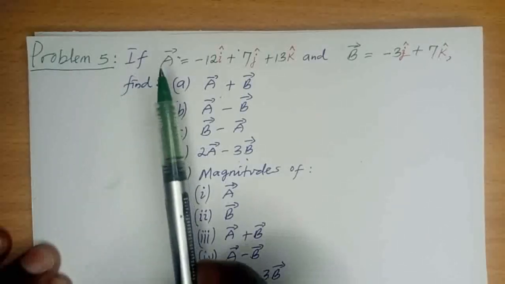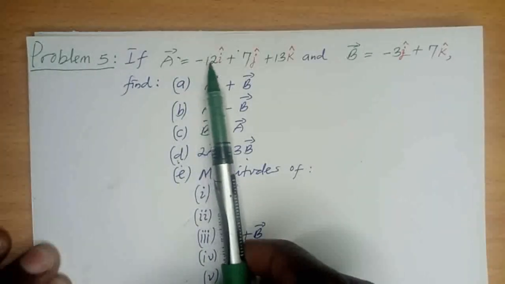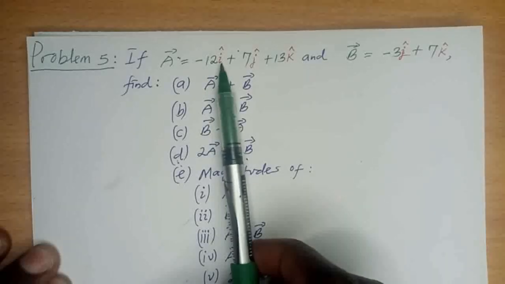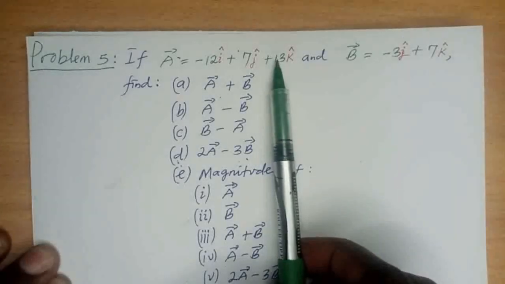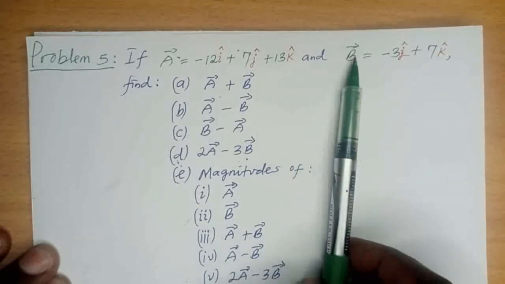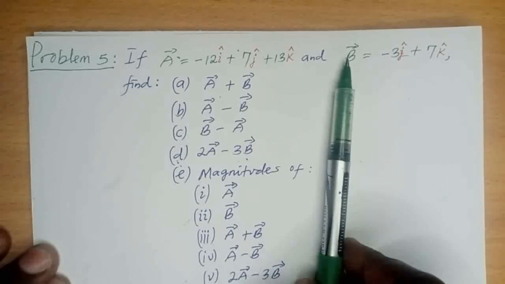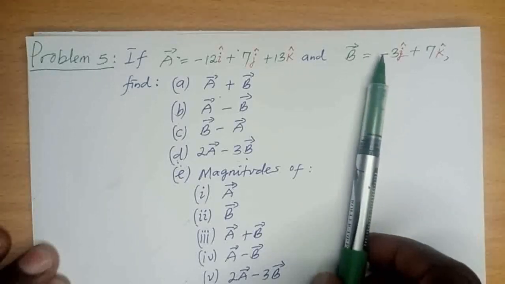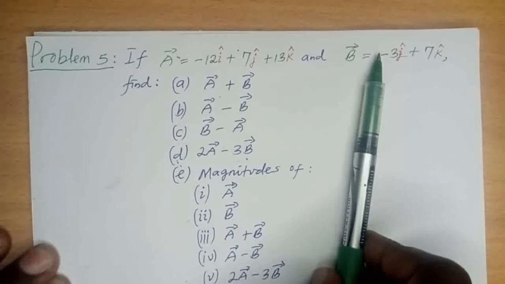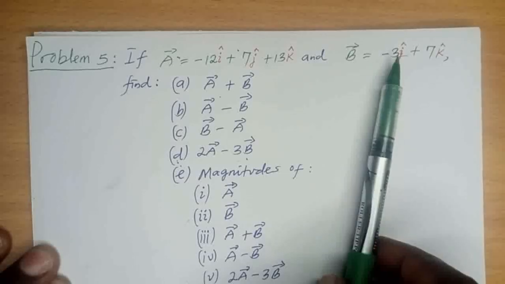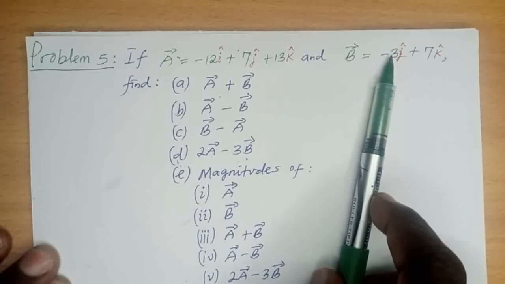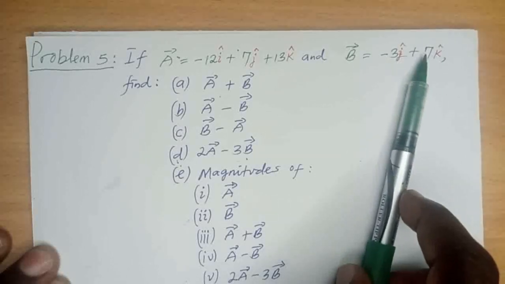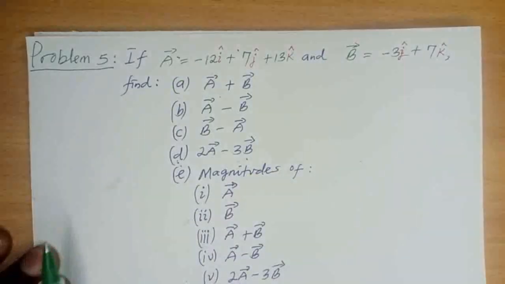Problem 5 says if vector A has negative 12 units along the x-axis, 7 units along the y-axis, plus 13 units along the z-axis, and you have a second vector B which has no component along the x-axis, and that is why you do not see I cap here because it has no effective value along the x-axis, but its effective value along the y-axis is negative 3, and then its effective value along the z-axis is plus 7. So you have these two vectors.